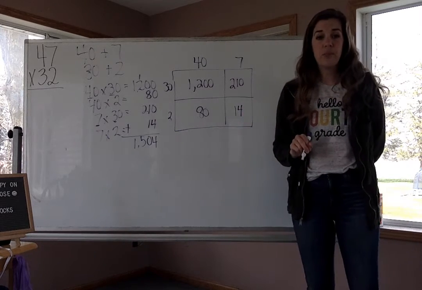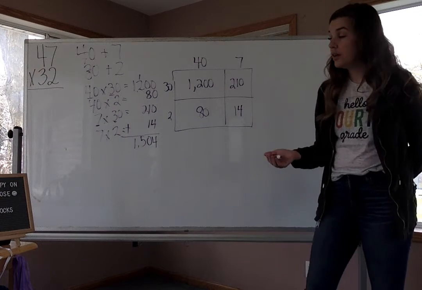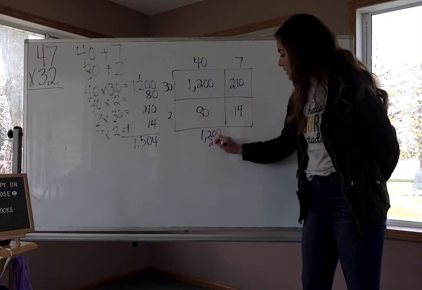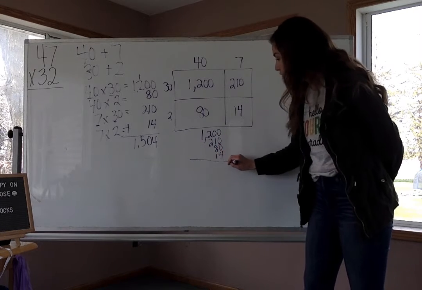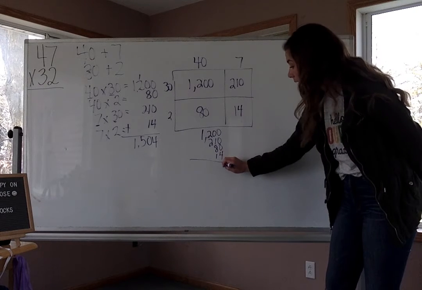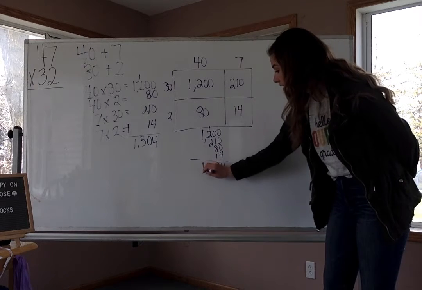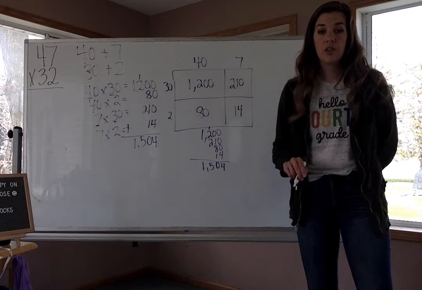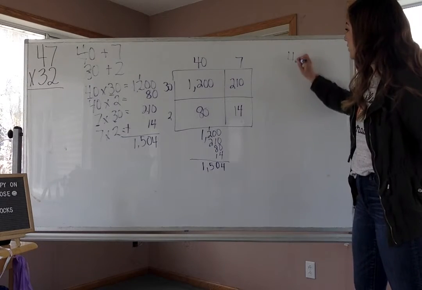The last and final step in an area model is to add all of these partial products together. And I know that when I add all of these products together, I should arrive at the same product I got over here when I solved it using partial products. And indeed I do, 1,504.